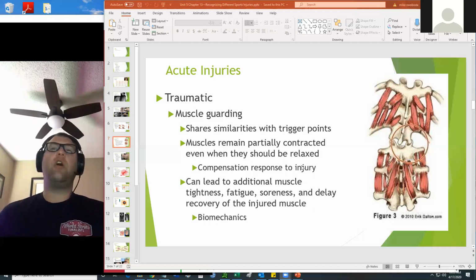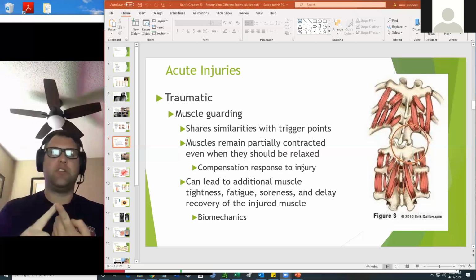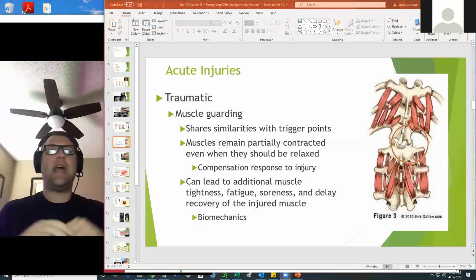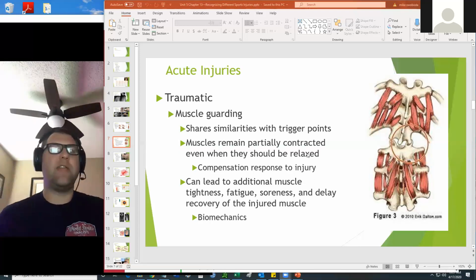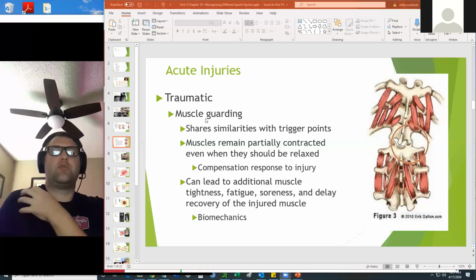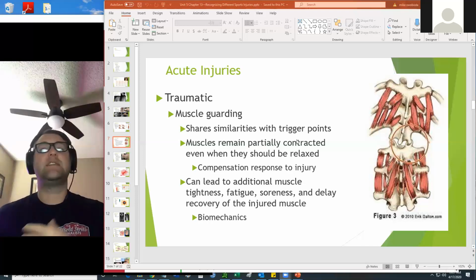Not always does muscle guarding mean that you have a major injury, but it means that there's something wrong with the underlying joint. It could be soreness, it could be fatigue, or it could be as bad as a complete tear around that area. Either way, when you do muscle guarding, you are essentially contracting or restricting the range of motion you have to prevent further injury and to prevent the onset of additional pain.